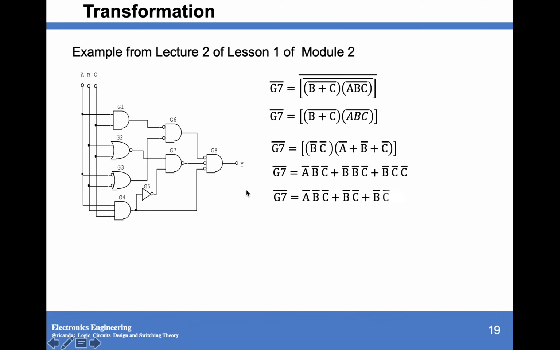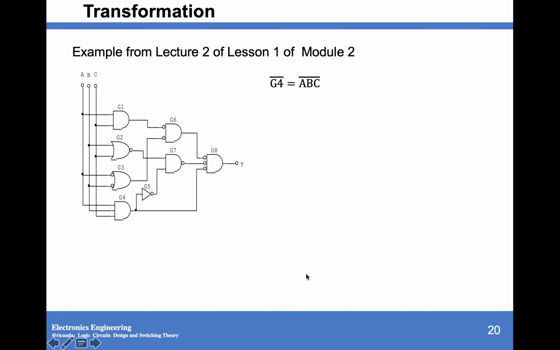So we can rewrite that one as E bar B bar C bar, B bar C bar, or B bar C bar. So this is the same. The common between these two is B bar C bar. So we have E bar or 1, this is equals to 1. Then your simplified G7 output going to your gate number 8 is equals to B bar C bar.